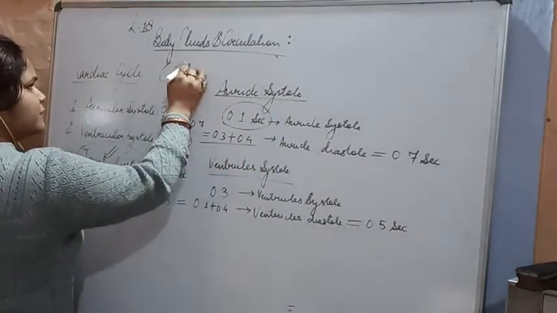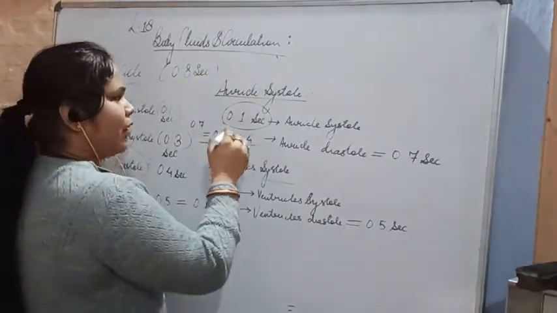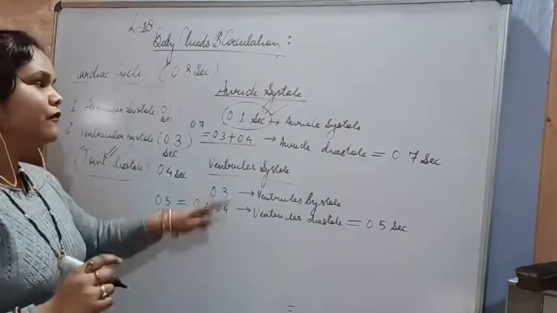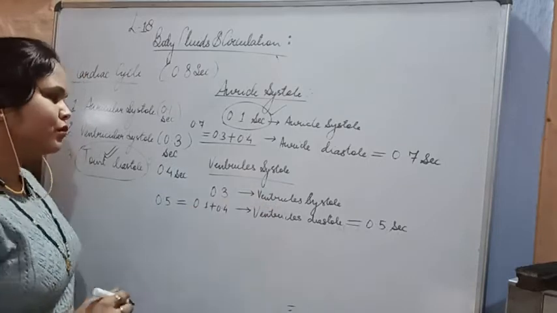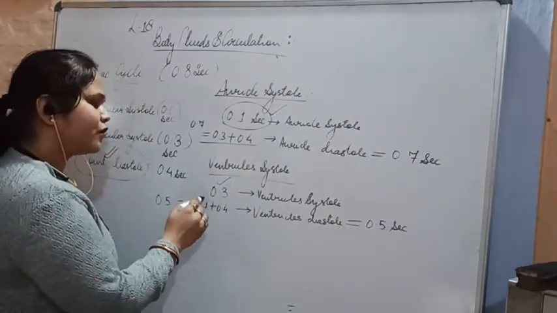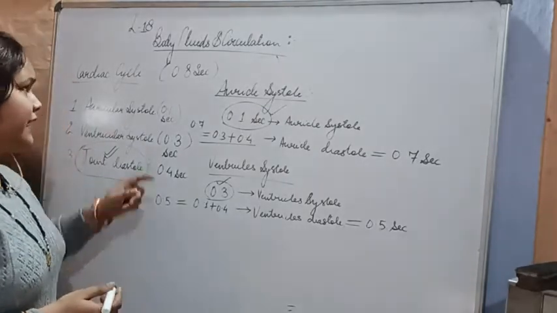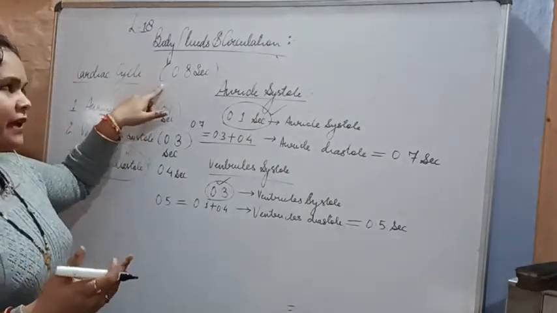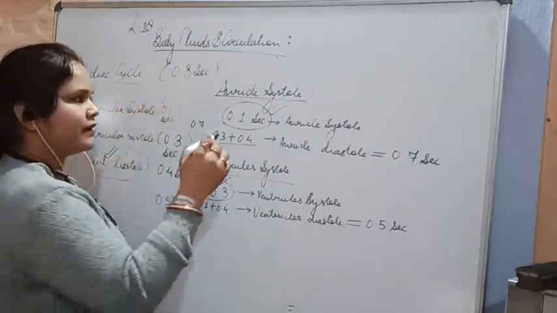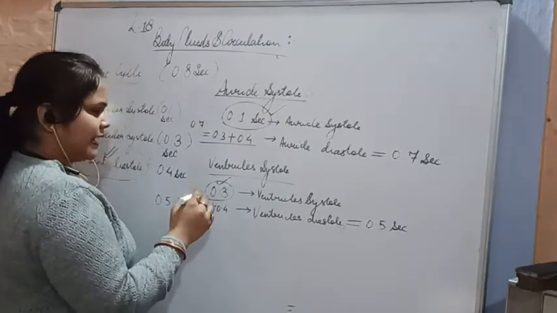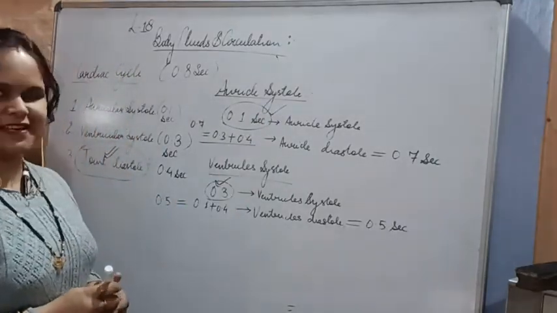The cardiac cycle is 0.8 seconds. In the 0.8 seconds, the auricles are in a contracted state for 0.1 second, and the ventricles are in systole for only 0.3 seconds. It's magical that during the 0.8 seconds cardiac cycle, auricles are contracting for 0.1 and the ventricles are contracting for 0.3 seconds. So this is the cardiac cycle.